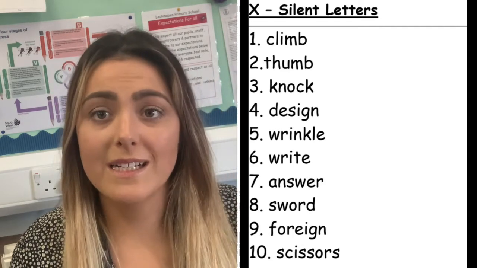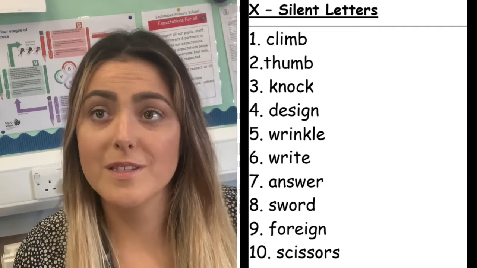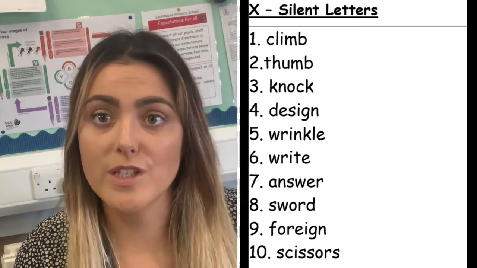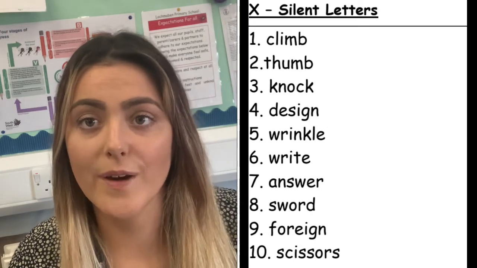So because we have silent letters, these words are harder to spell because they don't look like what they sound like when we say them or we think them in our head. So it's really important that you write these out, you try and get your head around how they look and learn the look of the word as well as the sounds that are in it.